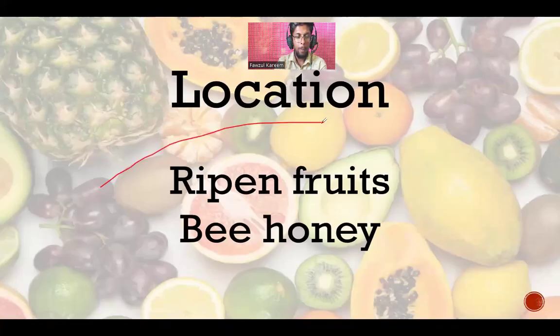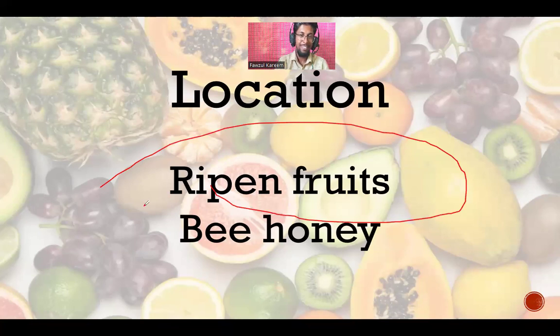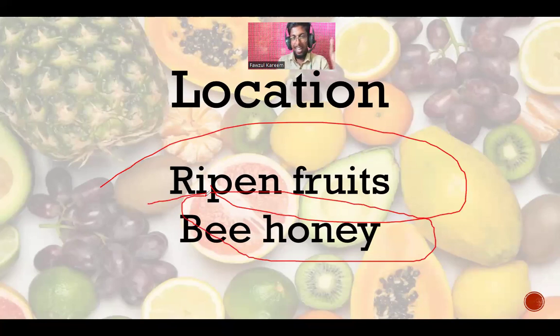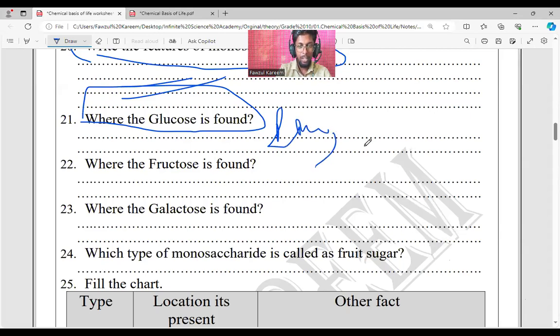What is ripened food? That is, ripe fruits, the fruits which have a sweet taste. When the fruit is small and unripe, it is not sweet; if you eat it, it will taste sour, but after ripening it will be sweet. What is the reason? When it is ripening, glucose will be produced. So the answer for this one: ripened fruit, bee honey.